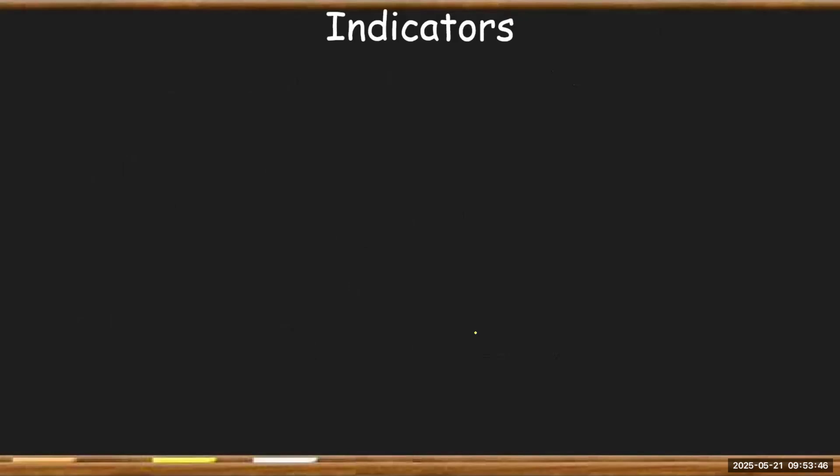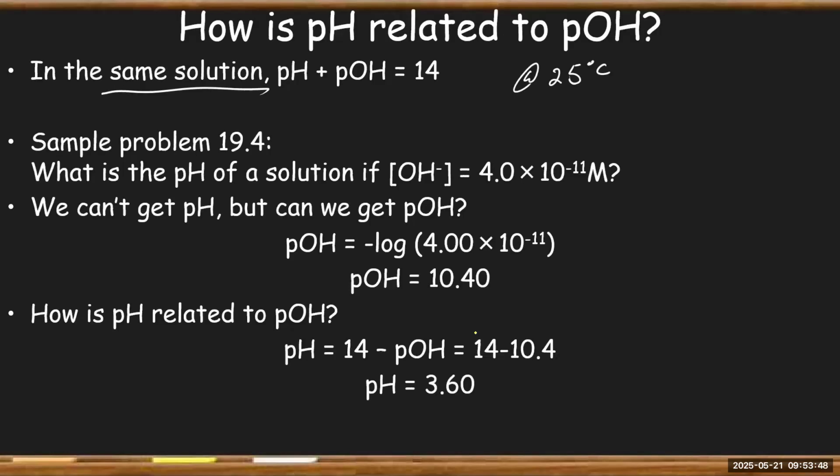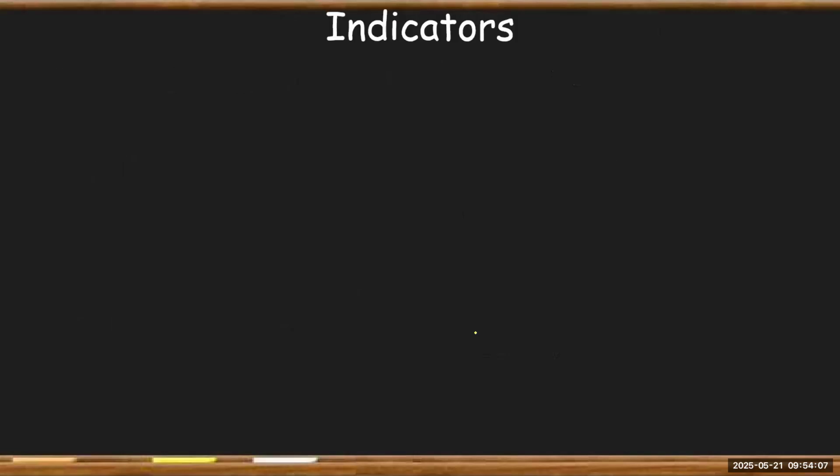Here we go. Indicators. All right. So now that's it as far as pH is concerned. All you have to do is punch in the value of the H plus and you're done. Or if they give you OH minus, plug in the value, hit the answer, and then subtract it from 14, and you're done. Or vice versa, okay? Now we've got to move on to the next topic, which is indicators.